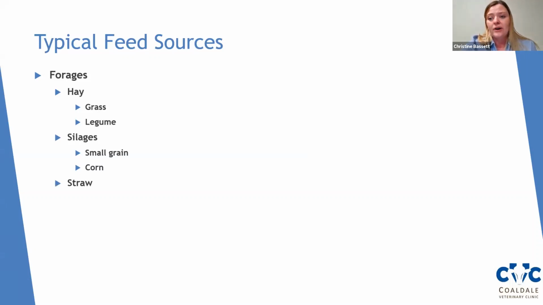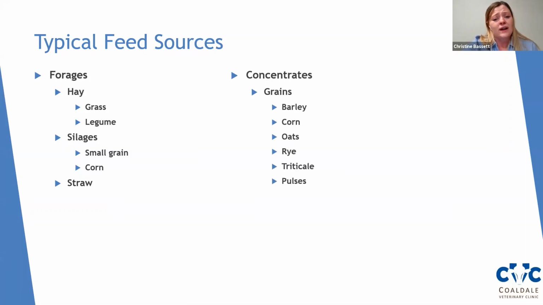And then straw or other cereal production byproducts. And then concentrates. While forages are there to help fill up the animal, the concentrates are there in order to fill in the gaps of anywhere that the forages miss, whether that's energy or protein requirements for that desired average daily gain. So this could be grains, which could include anything from barley, corn, oats, rye, triticale, pulses. The list goes on and on for the different potential grains that can be used.